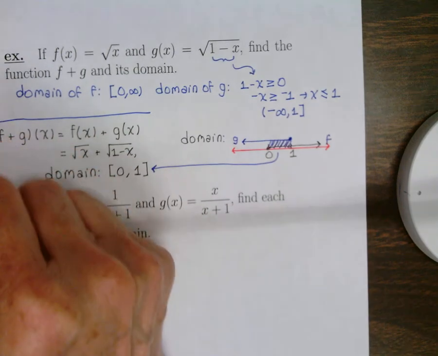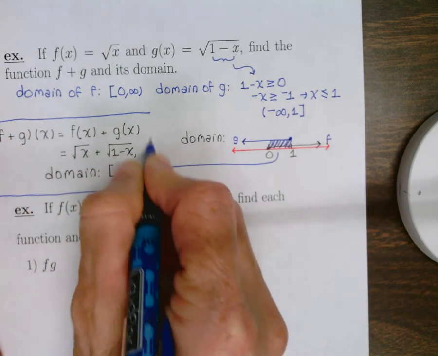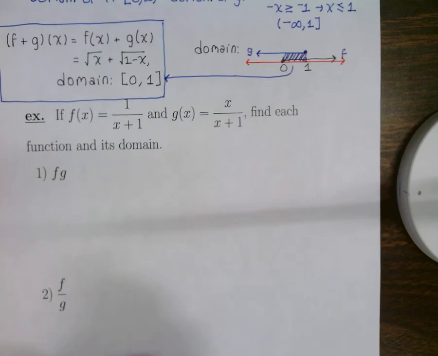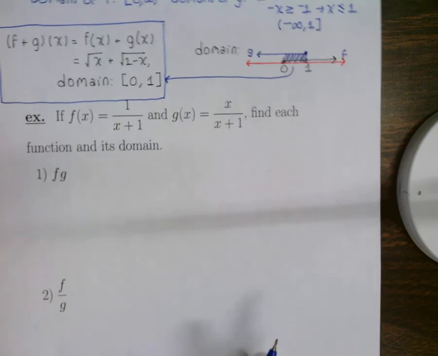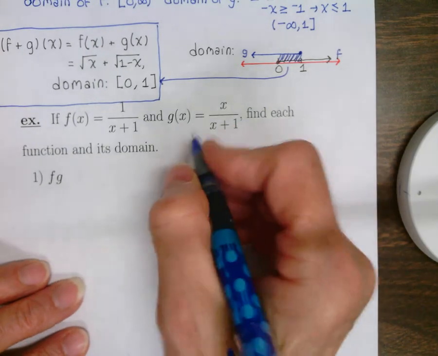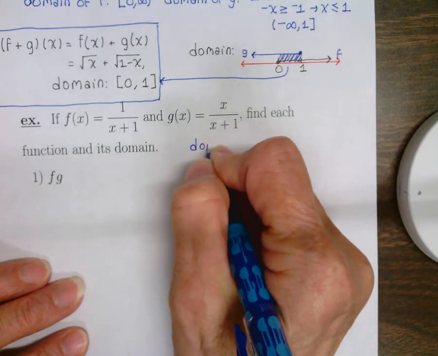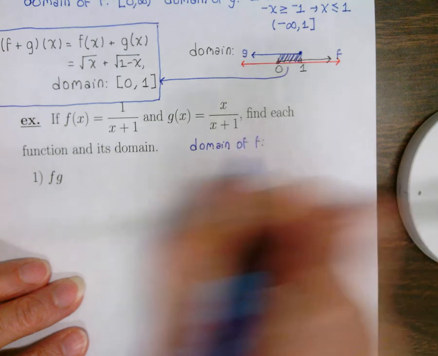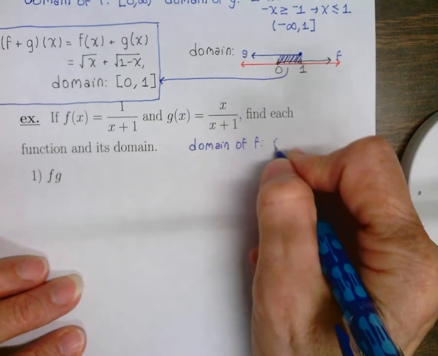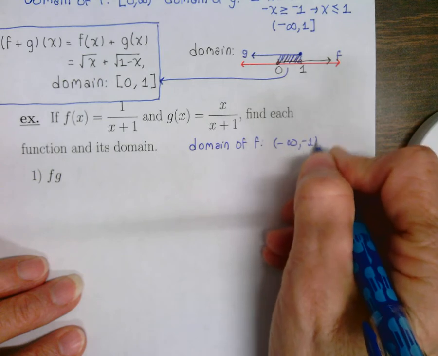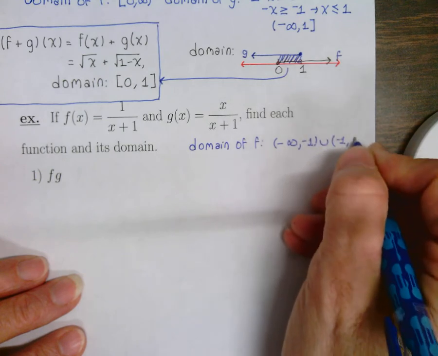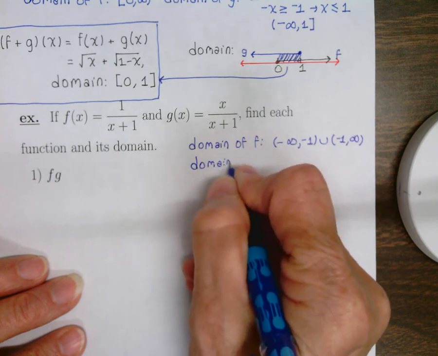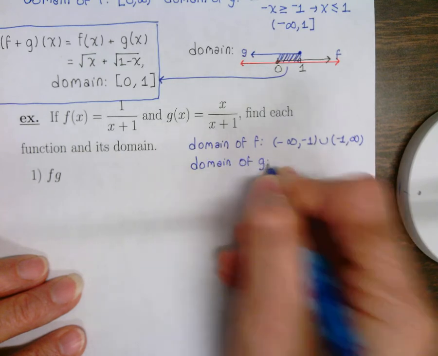We had already seen this in class. Okay, now this one we did not do, so let's look at it. We want to find each function and its domain. So what's the domain of f? Well, it's everything but -1. And the domain of g? It's the same.